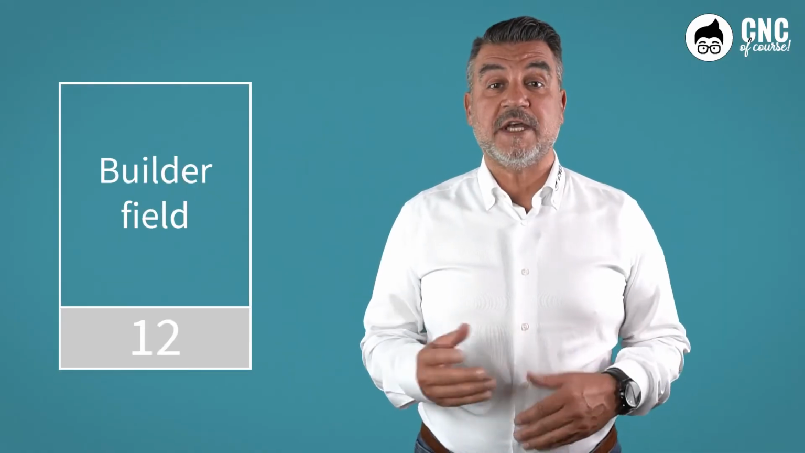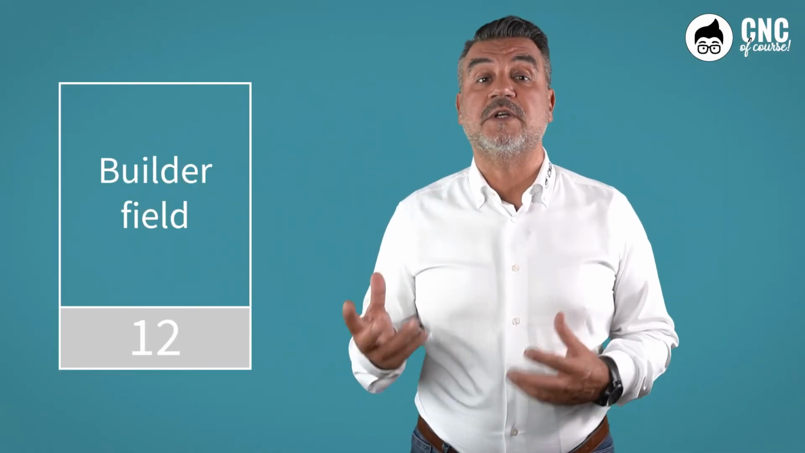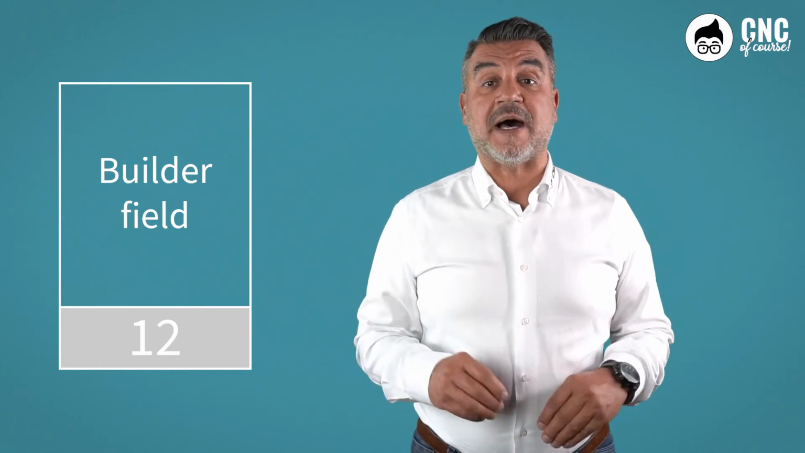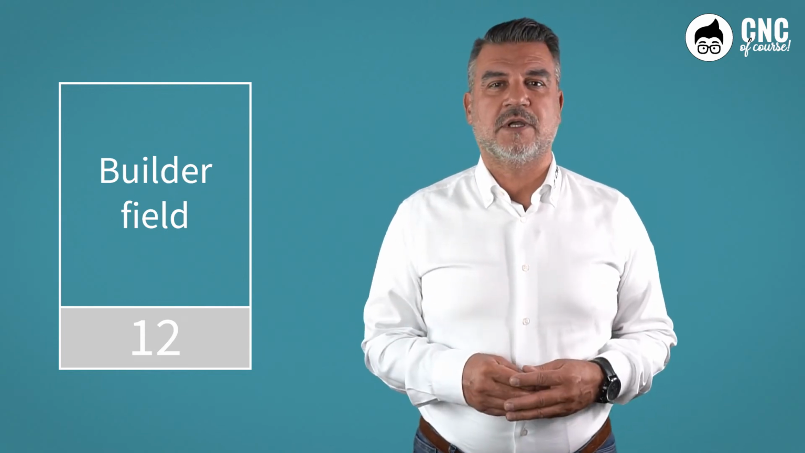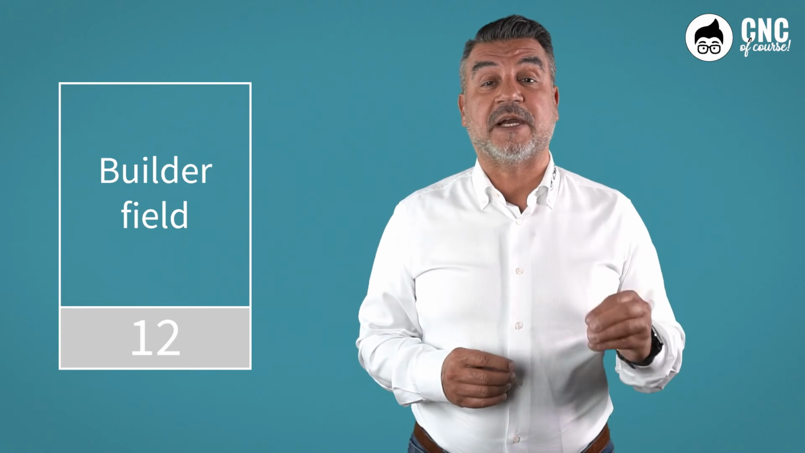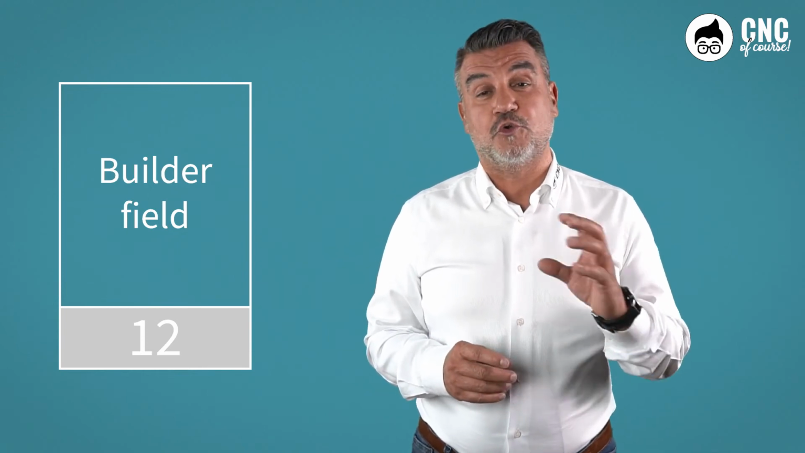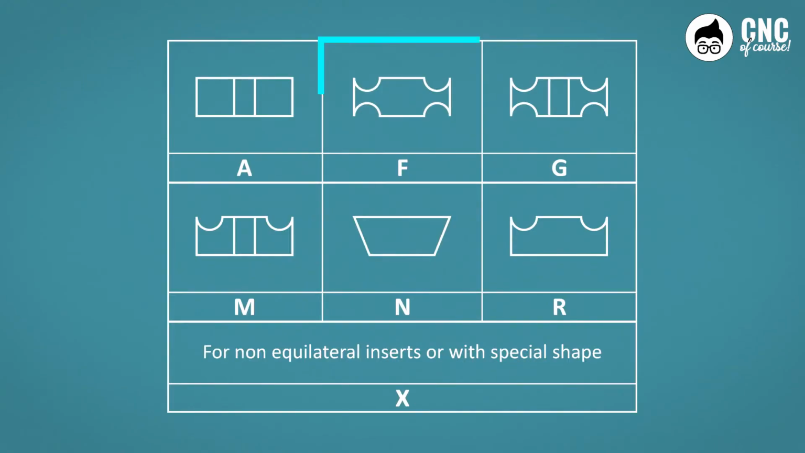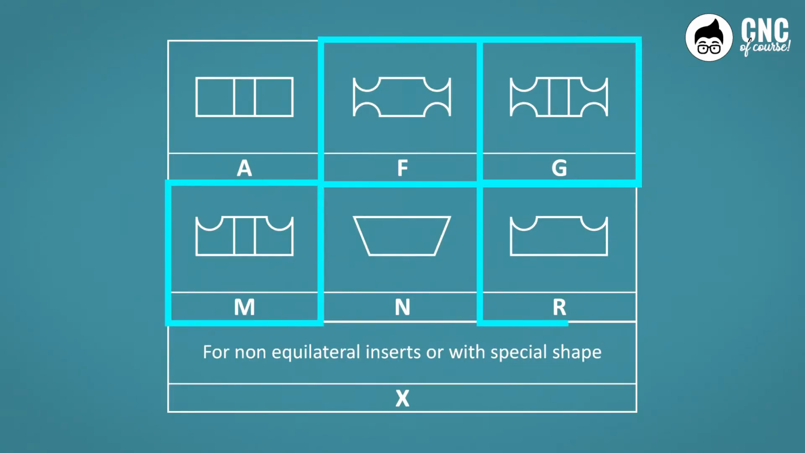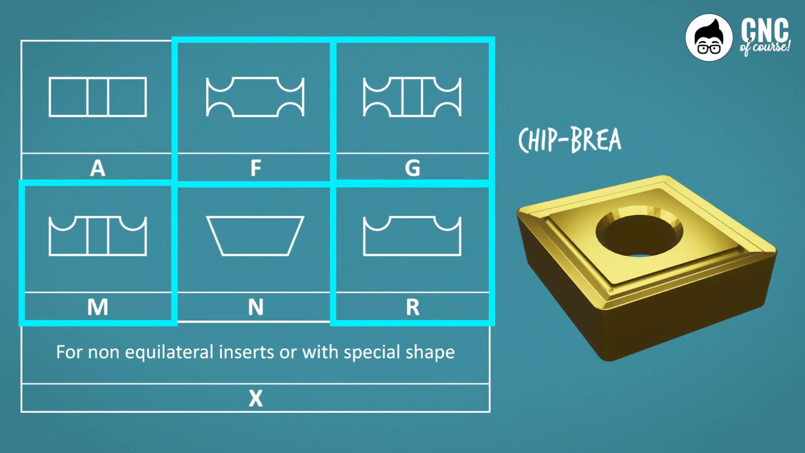Field number 12 is at the discretion of the builder, who may use this space to provide additional information as preferred. It is usually used to indicate the geometry of the chip breaker on the insert's face. If we take an insert that in the 4th field has a letter F, G, M, or R, the insert will have a specific machining on its face necessary to manage chip control.